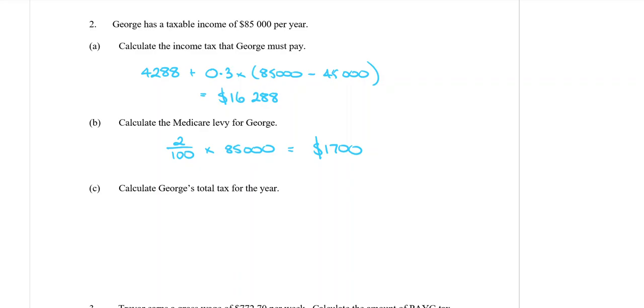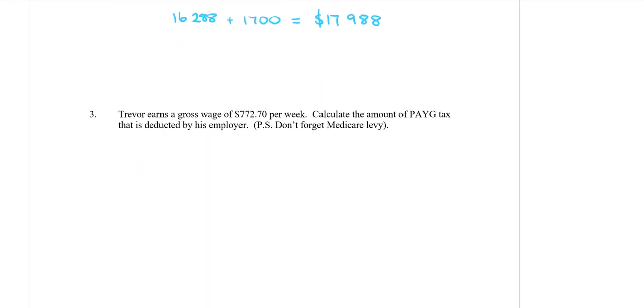So that is adding the two things together, because we have our tax from our tax table and our Medicare levy, which is also another tax because everyone has to pay that as well. So we want to add those, 16,288 plus the 1,700, which means a total of 17,988 in tax. Let's do another question like that.